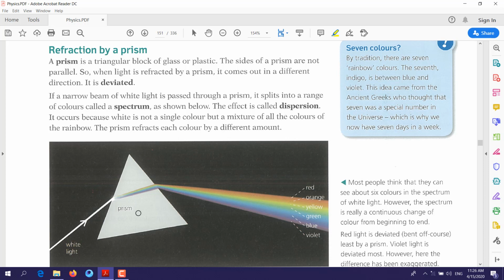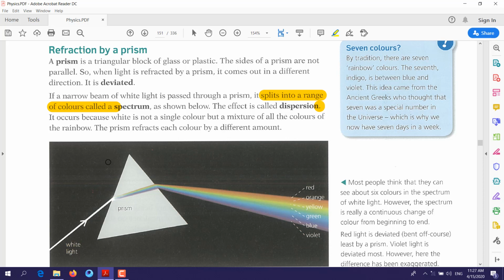And one more thing: what will happen to the light when it passes through the prism? If white light passes through a prism, when it goes out of the prism, this light will be dispersed. What does that mean? If a narrow beam of white light is passed through a prism, it splits into a range of colors. We call them a spectrum. All of these colors together we call the spectrum, as shown below. This effect is called dispersion.